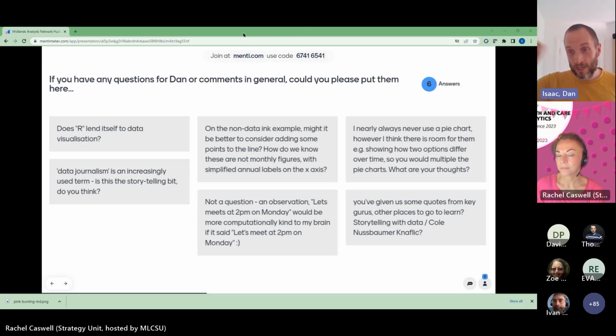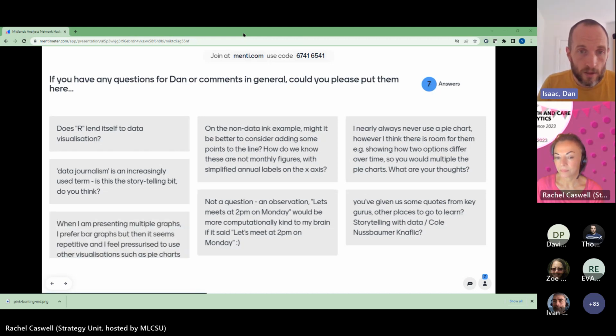So yeah, and just to note, the line and the point would both be data ink. But I refer to it as redundant data ink because they're both showing the same thing.